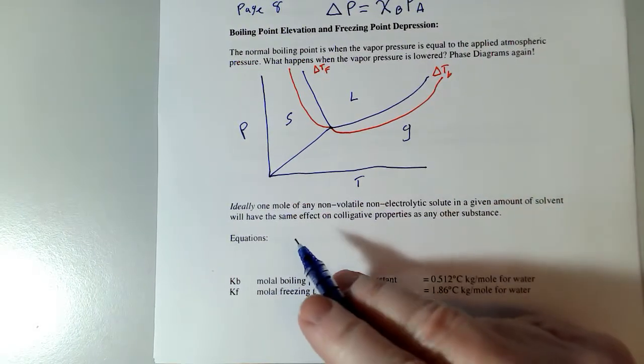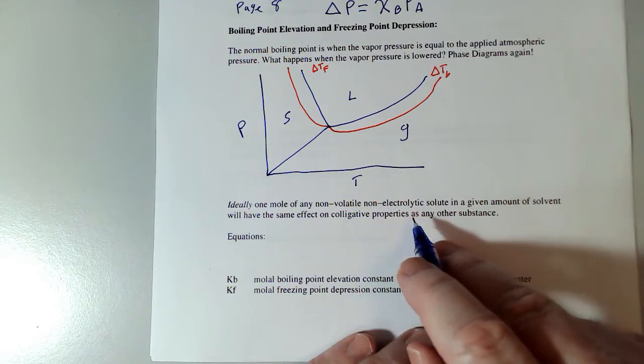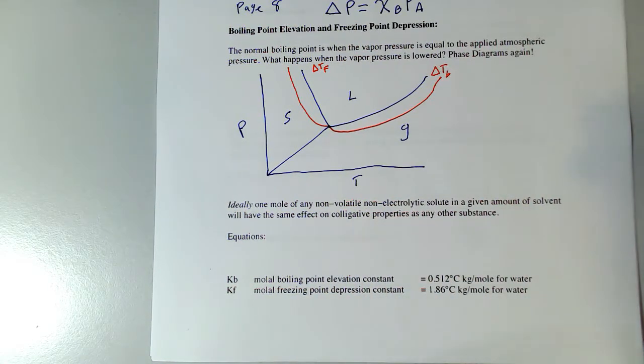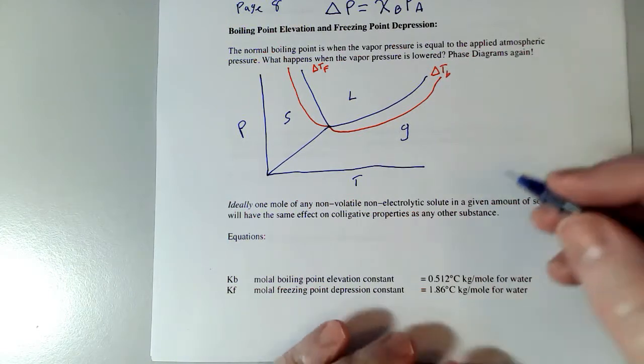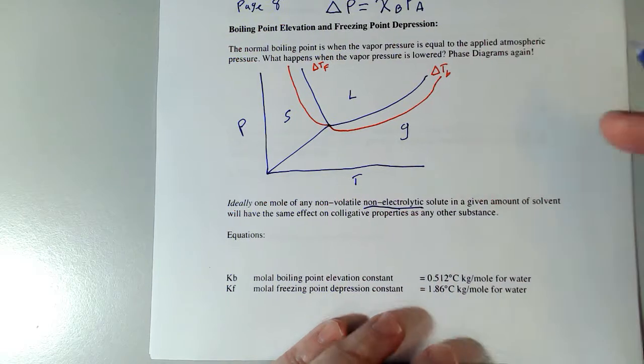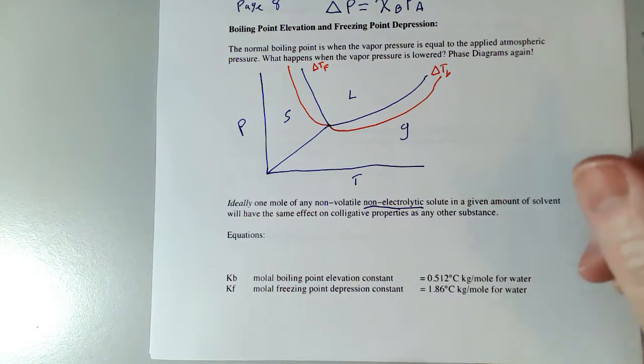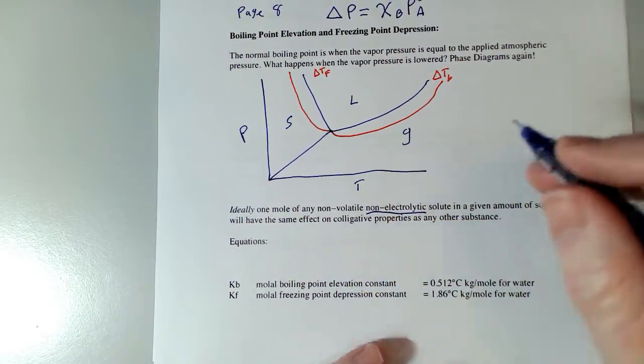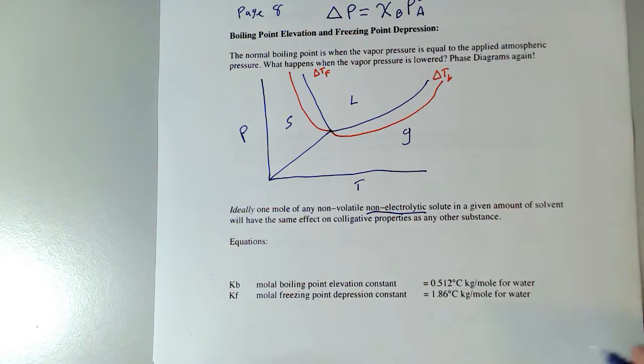Now, ideally, 1 mole of any non-volatile, non-electrolytic solute in a given amount of solvent will have the same effect on the colligative properties as any other. That's because this just depends upon the relative number of particles. I have to say non-electrolytic because I don't want them dissociating. That changes the number of particles. We'll deal with that on a later page. We don't want them to be volatile because that would have an effect also.